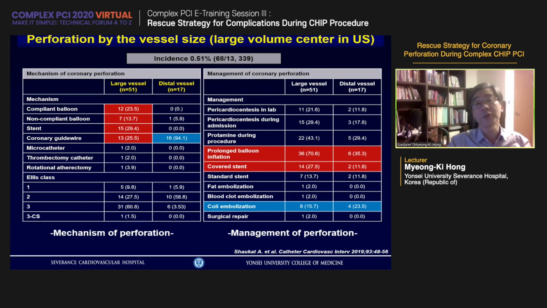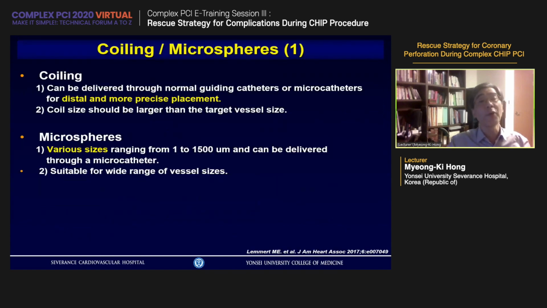The management was also different according to the vessel size of the coronary artery perforation. For large vessel, prolonged balloon inflation 70%, covered stent 27%, coil embolism is smaller, 16%. However, in the distal vessel, it is prolonged balloon inflation and coil embolism. Use of coiling or microsphere was considered, particularly in the distal vessel, for more precise placement of the coil.